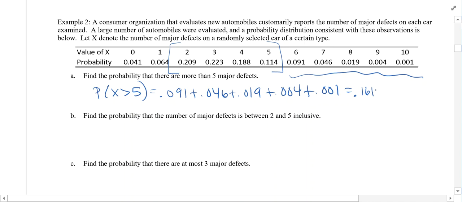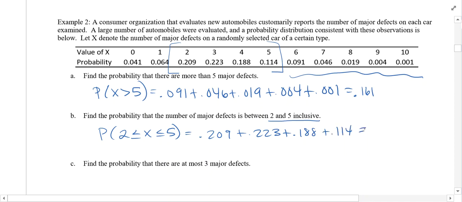Okay. Find the probability the number of major defects is between 2 and 5 inclusive. What does inclusive mean? It means we're including 2 and 5. So we're going to do 2 to 5, but we're including them. Oh, that's the interval that I already boxed off. So 0.209, 0.223, 0.188, 0.114. Again, just grab your calculator and add those up. We should get 0.734.